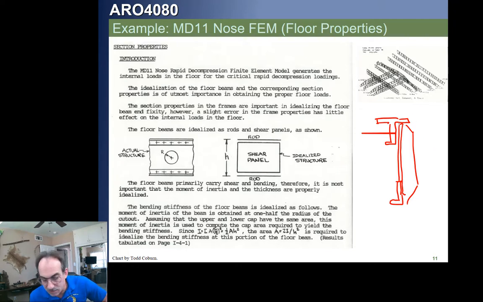is just model this with a rod and a rod and a shear panel. That's what you see, a rod and a rod and a shear panel that represents this cap, this cap, and this web. Now, while it might be ideal to make this rod be right at the centroid of this cap and the centroid of this cap, sometimes we will put those rods right at the extreme fiber so that if there are any attachments to the structure or any pressures applied at the extreme fiber, that will give the appropriate values. That's the way I like to do it.